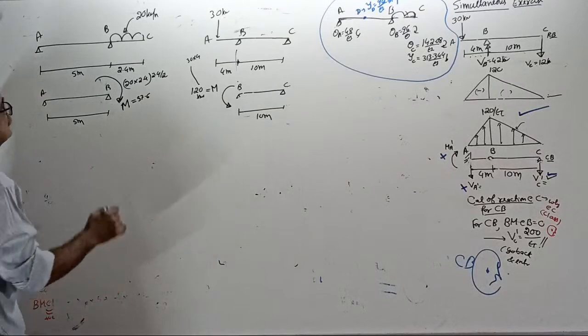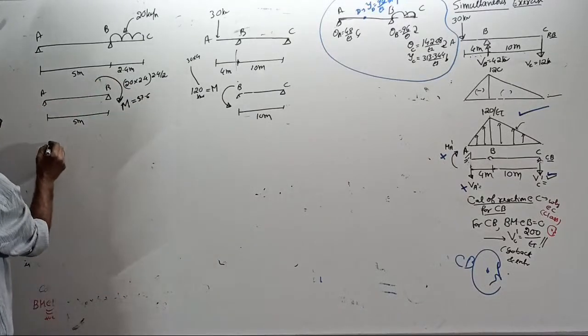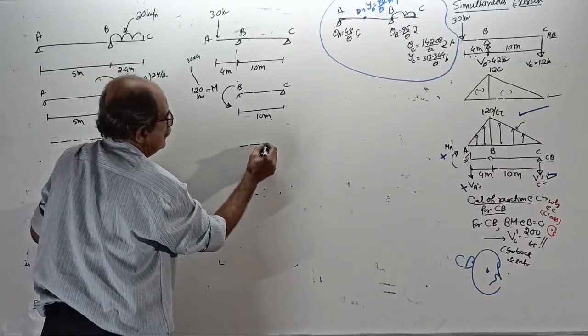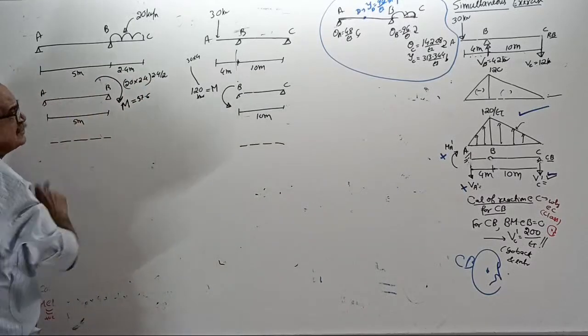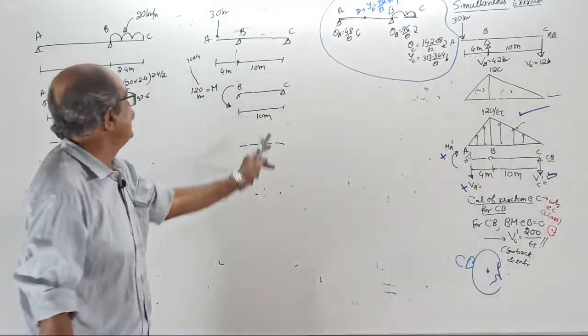Kilonewton meter. Correct? Now do one thing. If we apply the couple, sketch the elastic curve for this member. Tell me, will this beam hog or sag? Tell me, both the cases.